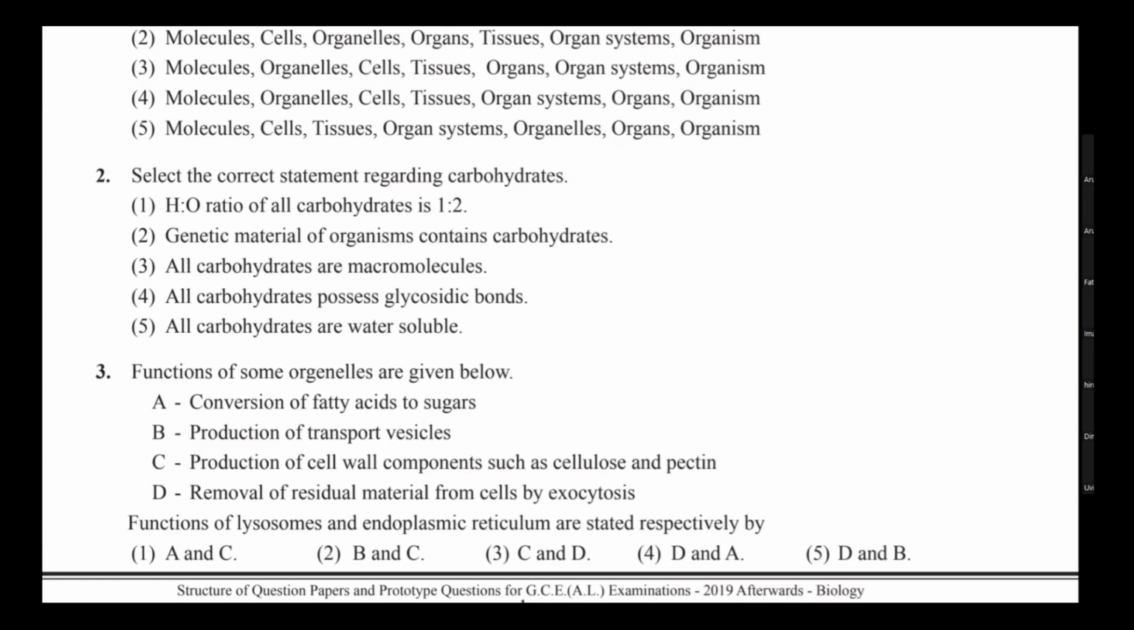Then second one, manufacturing cellulose and non-cellulose cell wall components. Third one is produce lysosomes. Okay. D. Removal of residual materials from the cells by exocytosis. That is done by lysosome. There's another thing called lysozyme. It is an enzyme, right?